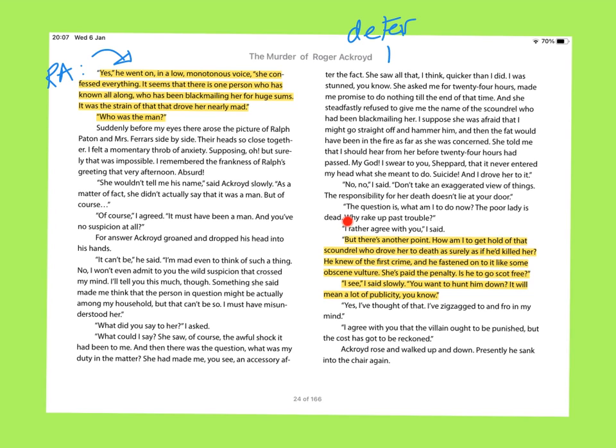So the poor lady is dead. Why rake up past trouble? I rather agree with you, I said. Well, he would. So there's a call for justice here as well. How am I to get hold of that scoundrel who drove her to death as surely as he killed her? I like the idea of here he fastened onto it, the first crime, like some obscene vulture. So something parasitic there as well.